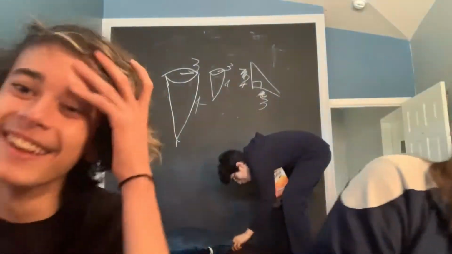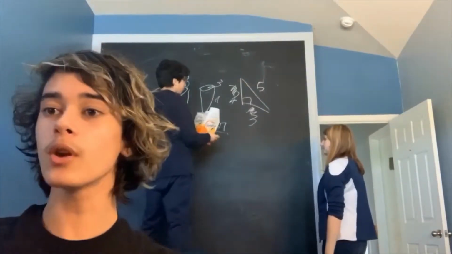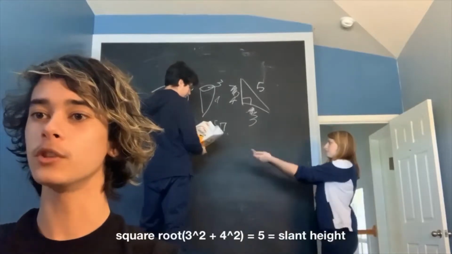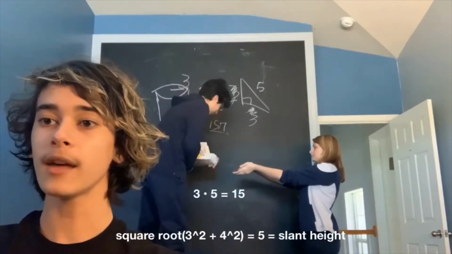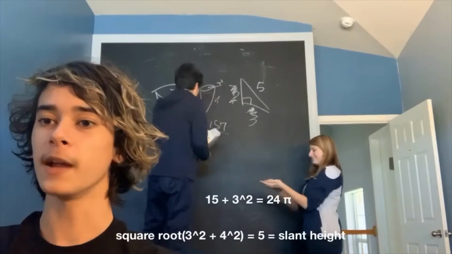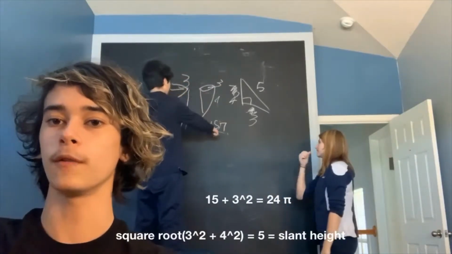When you do the square root of 3 squared plus 4 squared, it gives you the slant height of 5. And when you do the math, you should get 15 pi plus 9 pi, giving you the surface area of 24 pi.